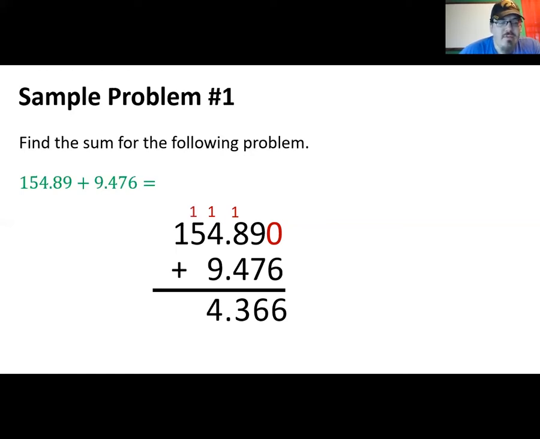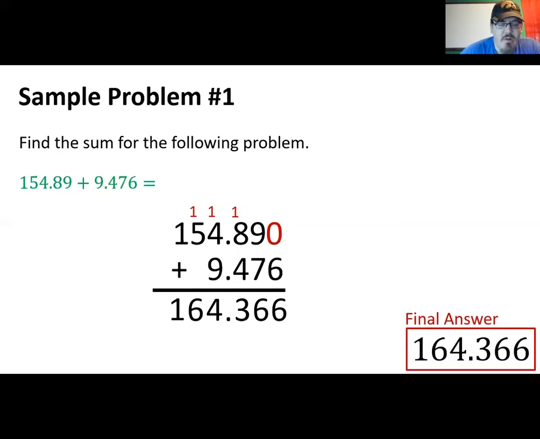1 plus 5 is 6. And then 1, there's nothing underneath it. So 1 plus 0 is 1. And there we go. There's our solution. The decimal point lined up nicely in the solution with the other decimal points, and it's already taken care of, so our number is complete. So our final answer is 164 and 366 thousandths.